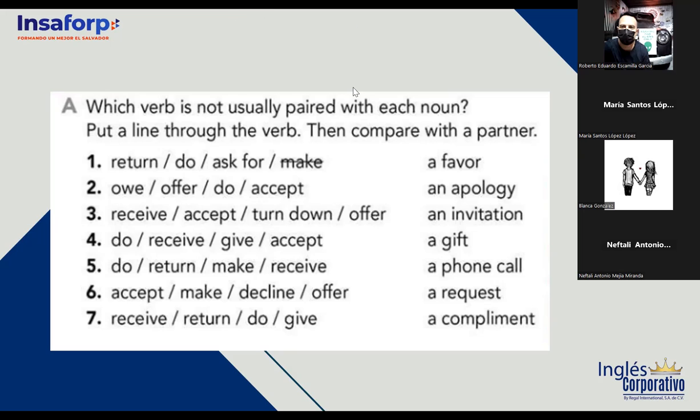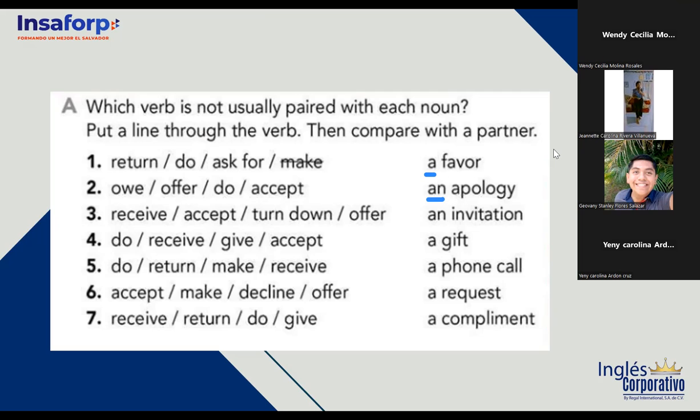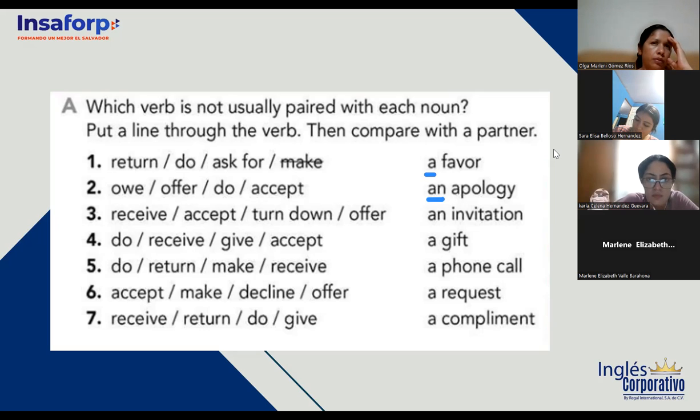So a noun is all those things. And also, we can identify nouns because the nouns are singular, plural, and we have countable and uncountable nouns as well. So if you see here, we have a favor. Is a favor a noun or a verb? Selena, this word here, a favor, is it a noun or a verb? Noun. It is a noun because we have an article that modifies that. It's saying just one favor, an apology, an invitation, a gift, a phone call, a request, a compliment. So we are going to use these verbs to pair with a noun. If you see here, we have a couple of verbs, so we need to pair them with the noun.